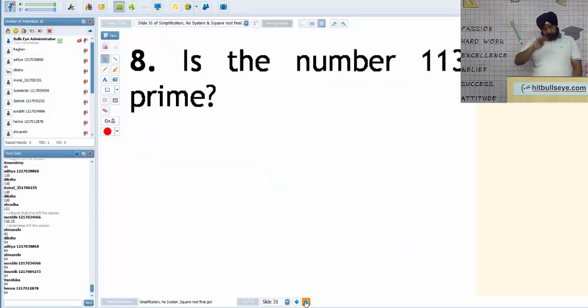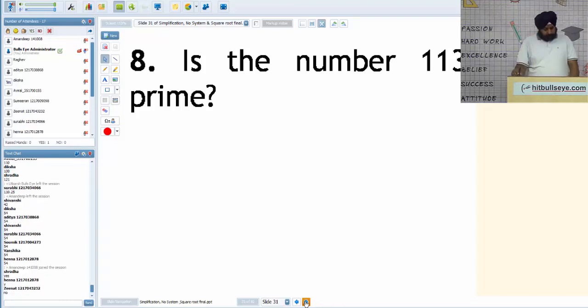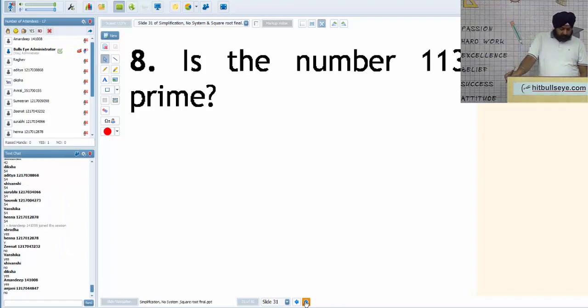Is the number 113 prime? How will you check it? Say yes or no. Quick. Zinat, no. Vanshika says yes. No, Shivanshi. If it is not prime, then it should be a multiple of something. By which number is it divisible? Yes, Zinat. If it is not prime, is it prime or not?